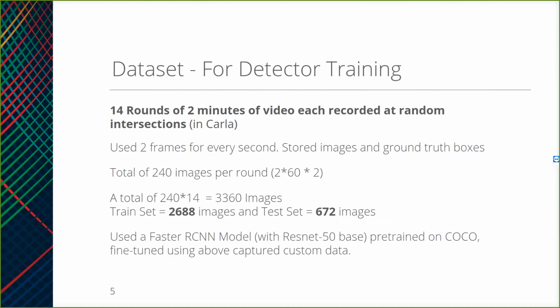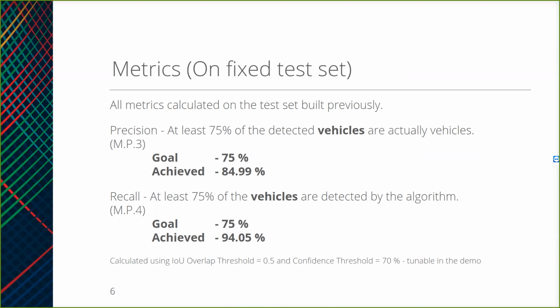The data set that we captured is around 14 videos of 2 minutes from Carla. And at 2 frames per second, we used those annotations and got around 3,360 images. We split them randomly into train and test images. So we have 2,600 training set images and 672 images in the test set. We trained a Faster R-CNN model, which was pre-trained on COCO, and we fine-tuned it with our data. And the metrics that we measured are precision and recall.